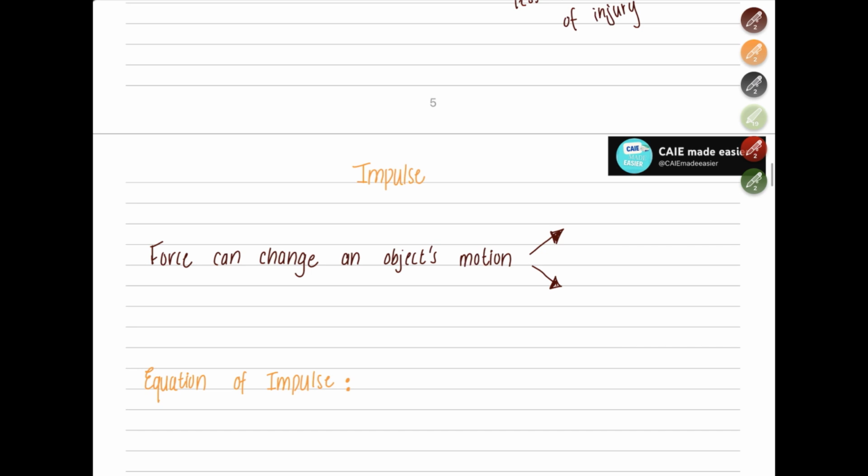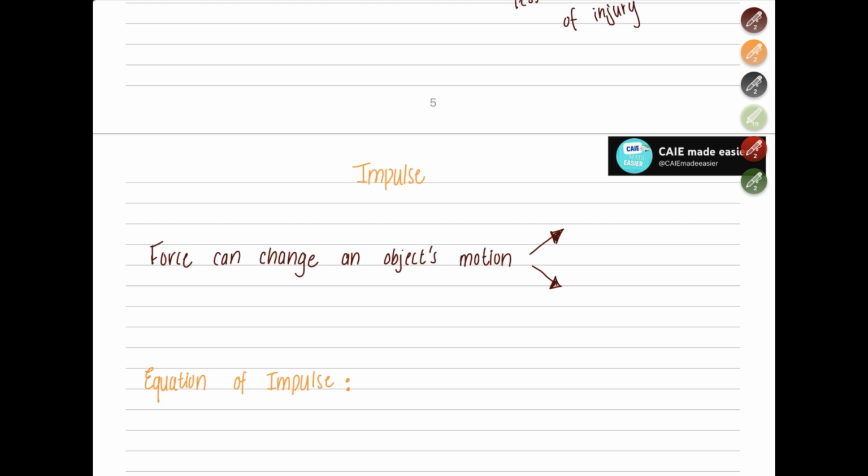Now, what is impulse? We all know that force can do a lot of things. It can change the motion of an object, it can change the size, it can change the direction. We can twist, push or pull. But let's focus on the object's motion. Force can change the object's motion. How much will the motion change?